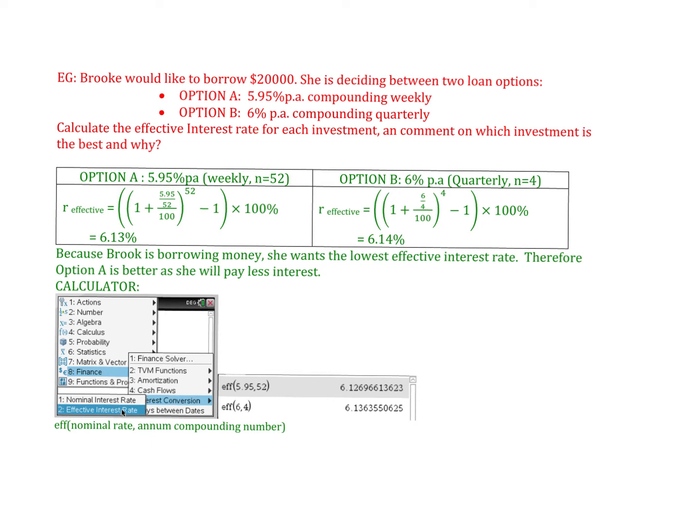Here she said that Brooke would like to borrow $20,000 and she's deciding between two loans. So this is a loan, so she wants a low interest rate.